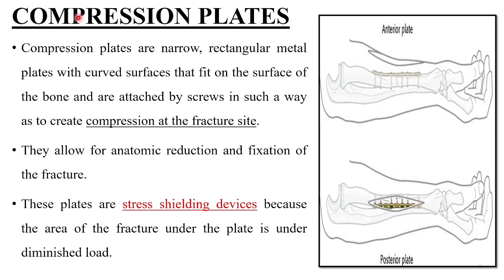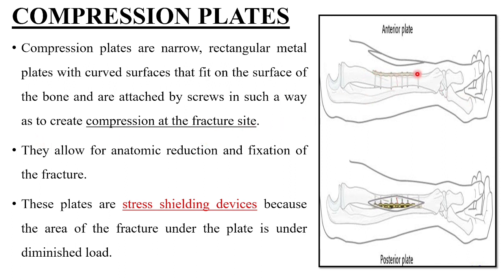Another example is compression plates. The compression plates are narrow rectangular metal plates with a curved surface that fit on the surface of the bone and are attached by screws in such a way that they create compression at the fracture site.